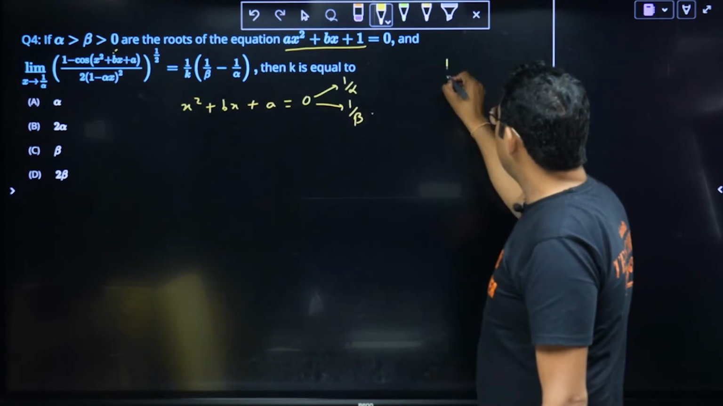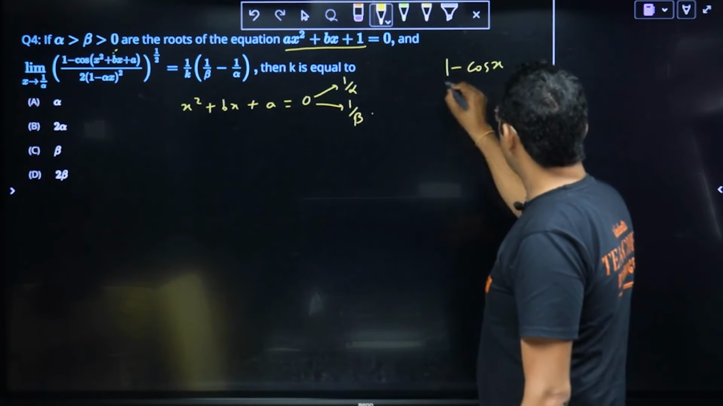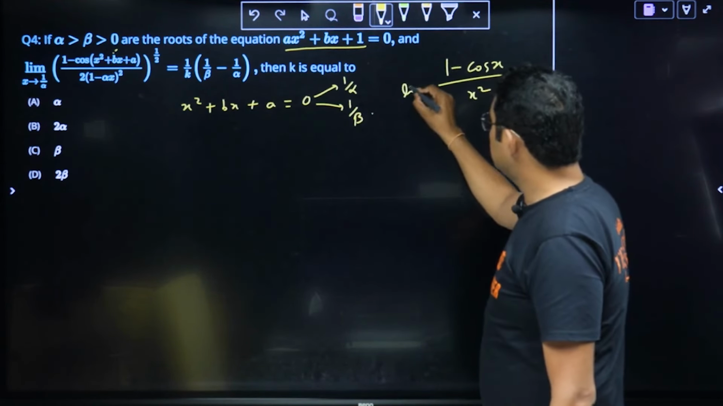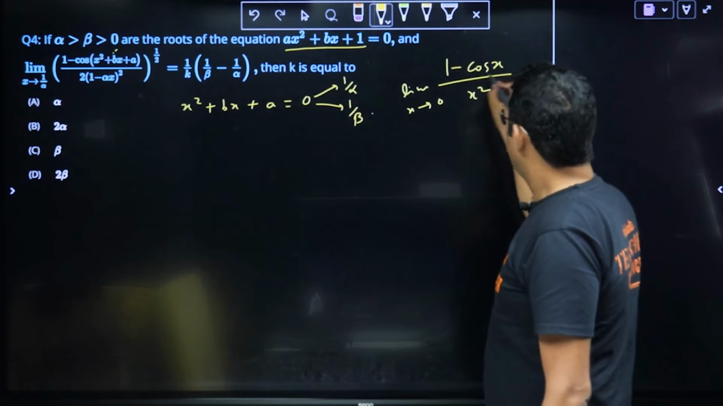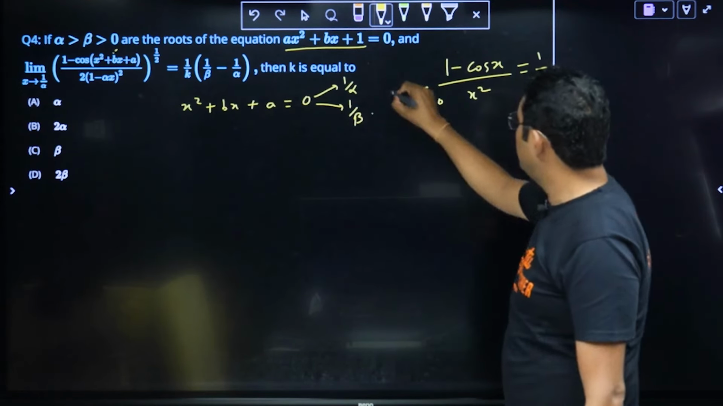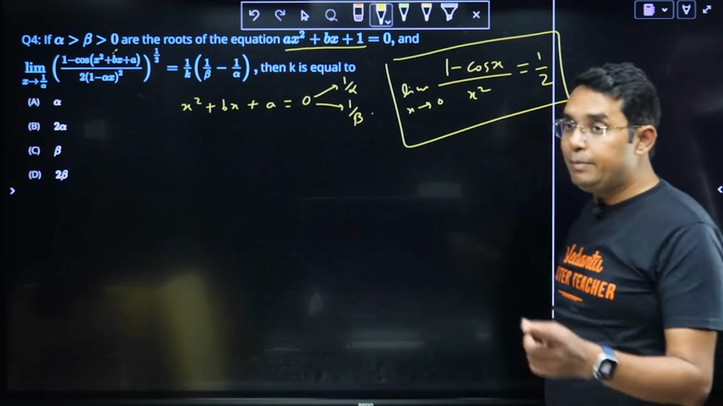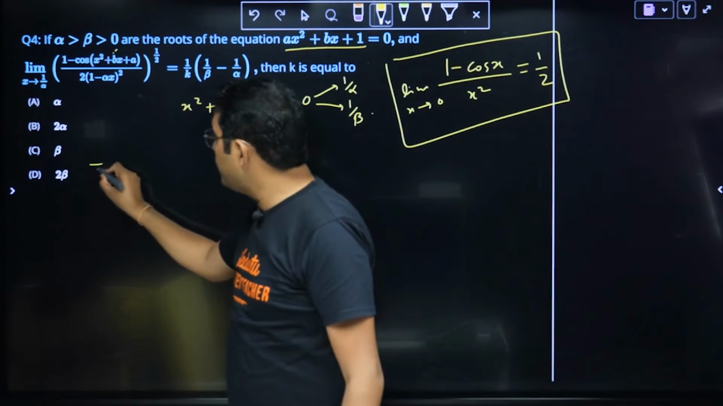Now what I'll do, I'll use one result: limit as x approaches 0 of (1 minus cos x) upon x square. This result, you must remember, is equal to 1 by 2. Okay, I'll be using this thing here. Now please see how I'm going to do it.